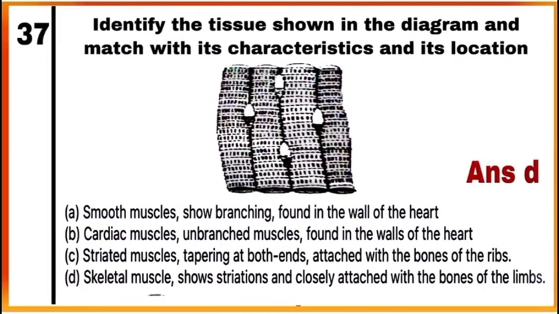Question 37. Identify the tissue shown in diagram and match with its characteristics and its location. It is the skeletal muscle, which shows striations and closely attached with the bones of the limbs. So here mark D as a correct answer. Skeletal muscle shows striations and closely attached with the bones of the limbs.